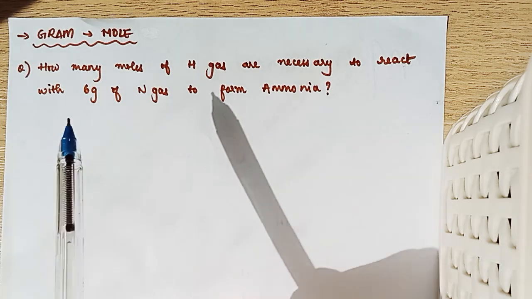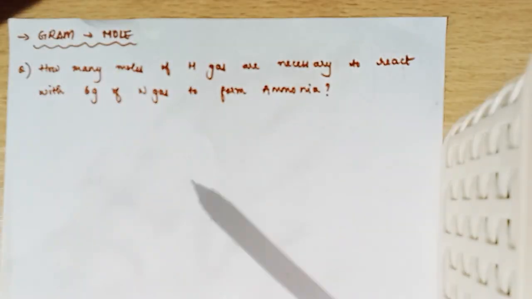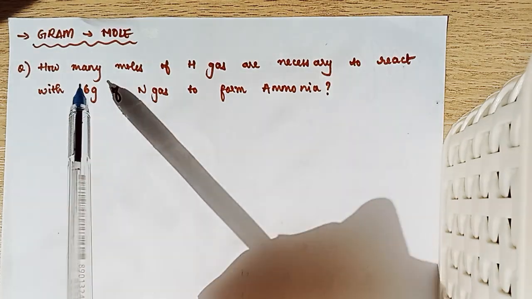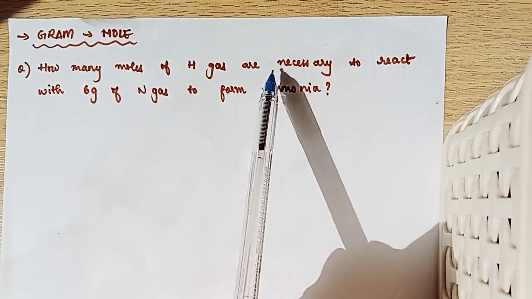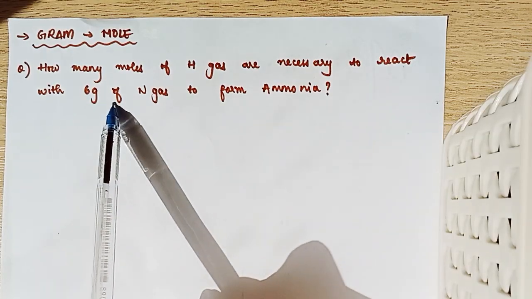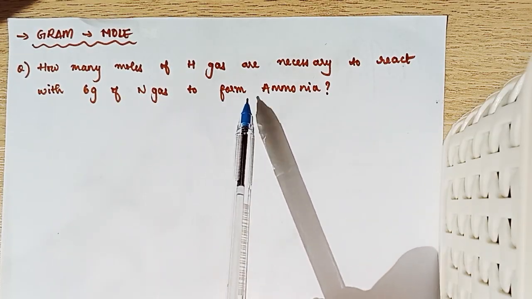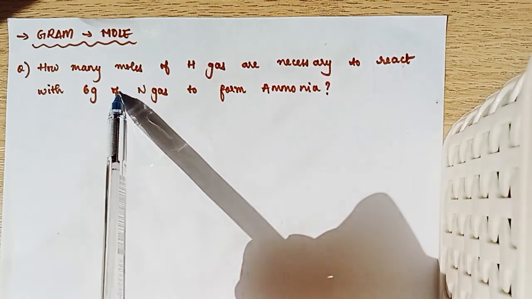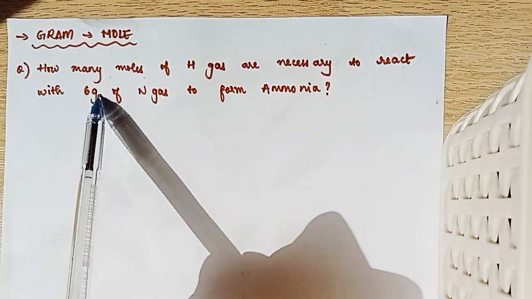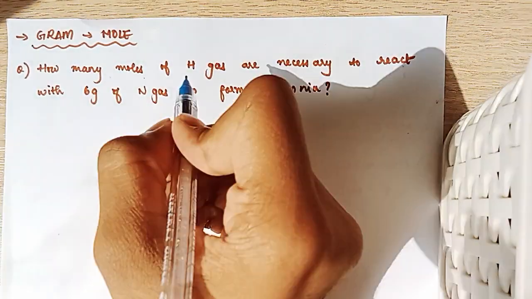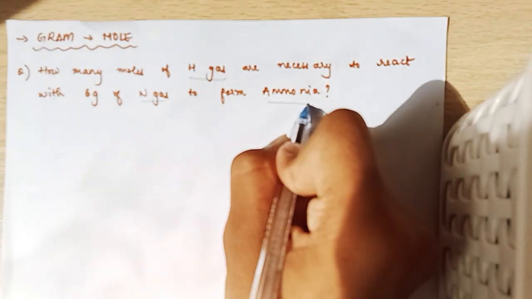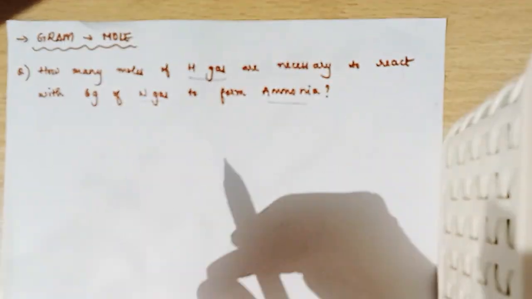Next we will be having gram to mole conversion in stoichiometry. So the question is, how many moles of H2 gas are necessary to react with 6 grams of N2 gas to form ammonia? So we need to find the moles with grams. So again, what all are given here? H2 gas, N2 gas and ammonia. What is ammonia? We did it before.